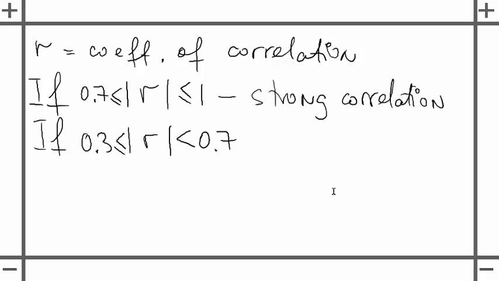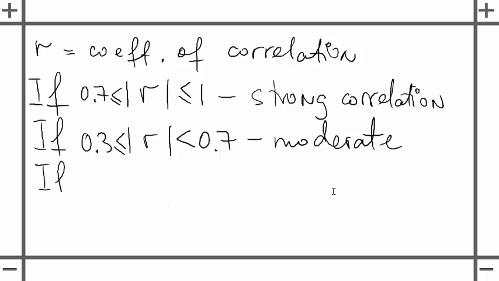either on the negative or on the positive side, okay? If it's between plus 0.3 and plus 0.7, or minus 0.3 and minus 0.7, then I'm going to call it moderate correlation. Moderate correlation, okay? Nothing special. It's okay. Not very good, but not very bad at the same time.